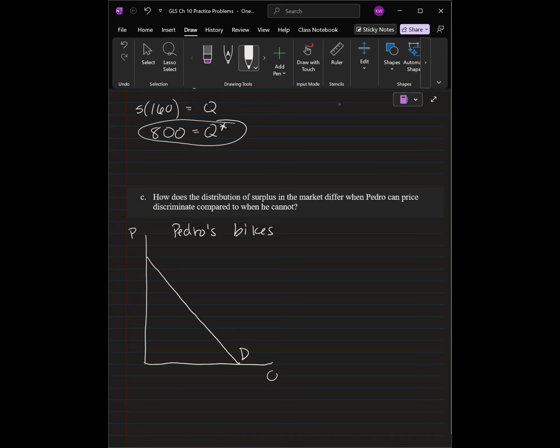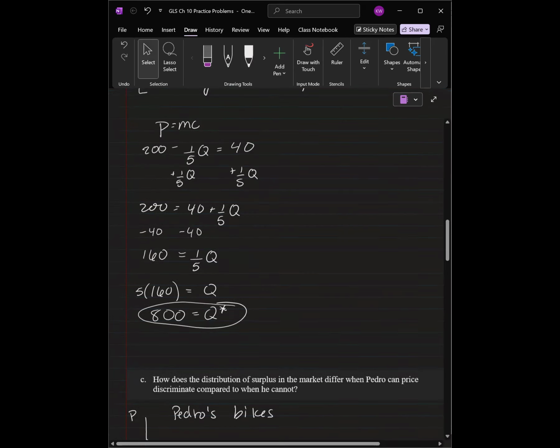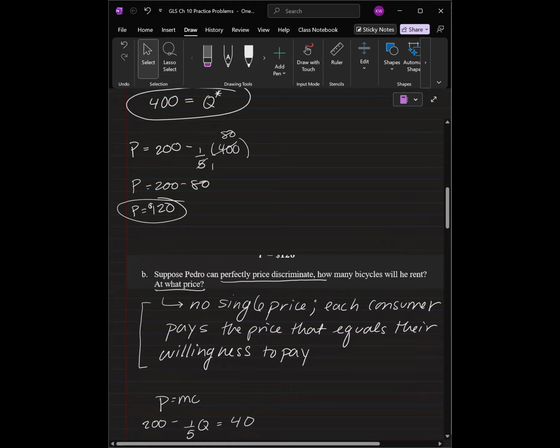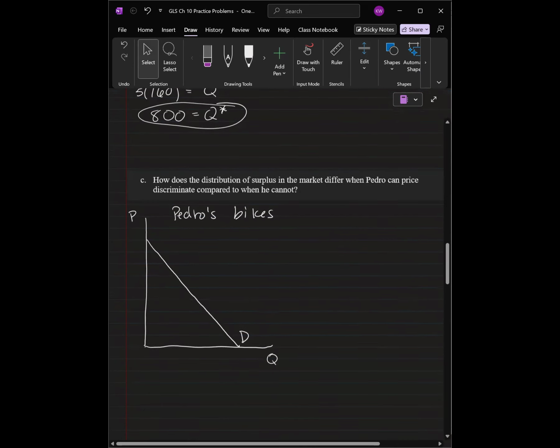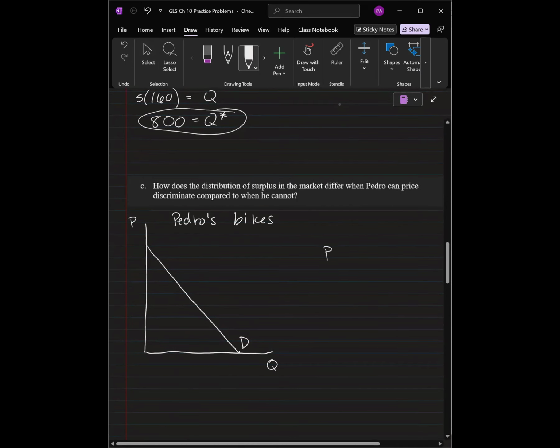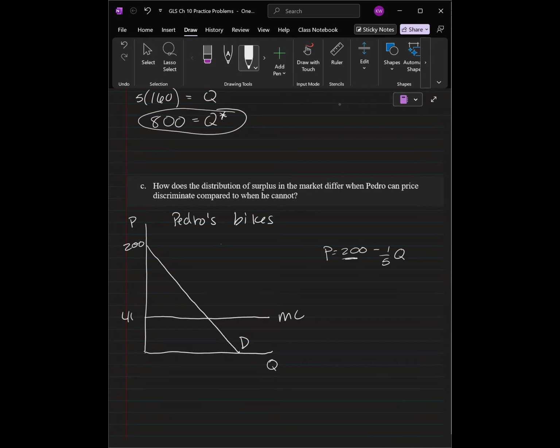And we know that his choke price is 200 because our inverse demand equation is price equal to 200 minus 1/5 times quantity. So when quantity is 0, the price is 200. That means at $200 consumers are not willing to pay for the bicycles anymore. We also know that his marginal cost is constant at 40. And we know that his marginal revenue is twice the slope of his demand curve.